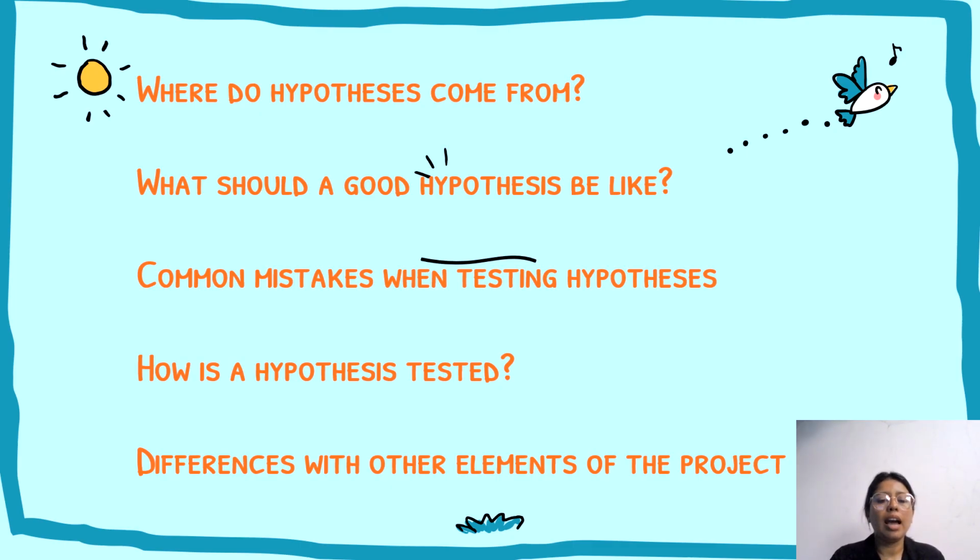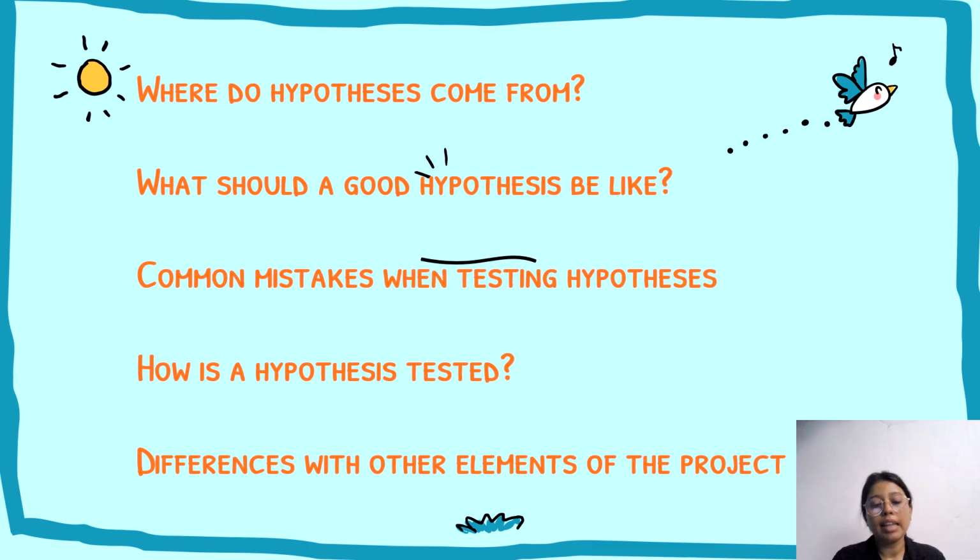Number 4. How is a hypothesis tested? You formulate the hypothesis, you define the significance level, you collect data, you apply a statistical test, and you make a decision: do you reject or accept the hypothesis?